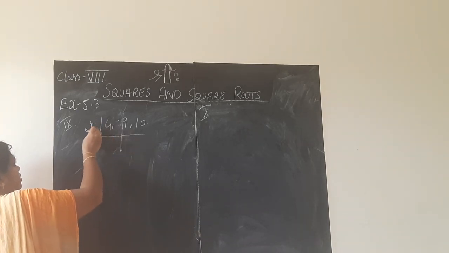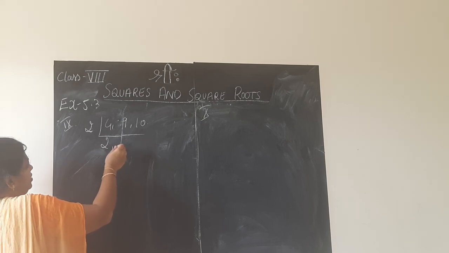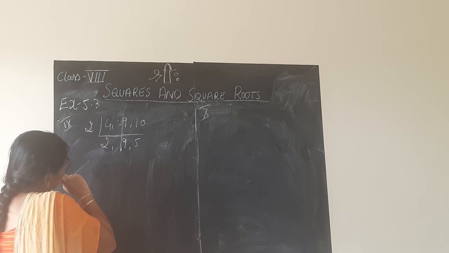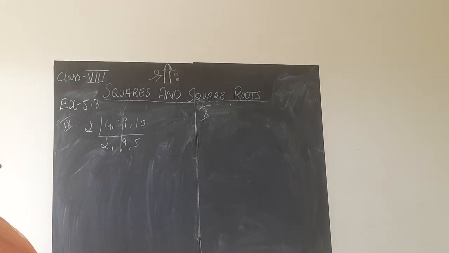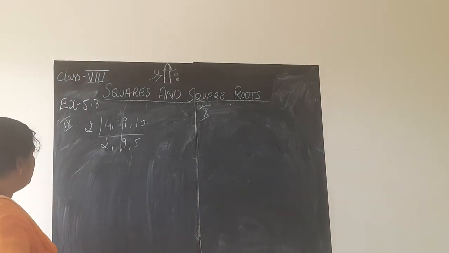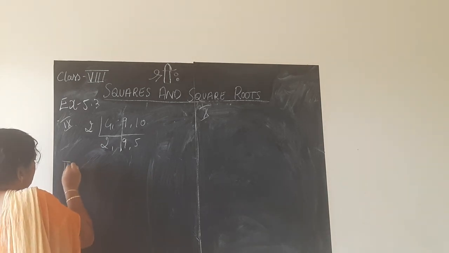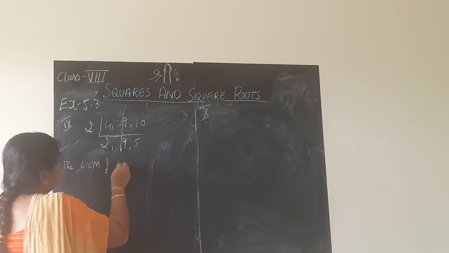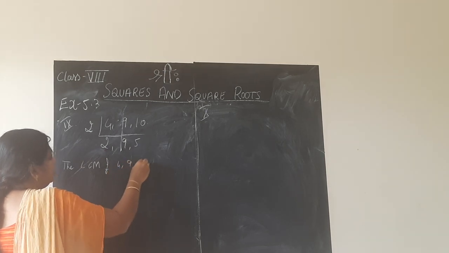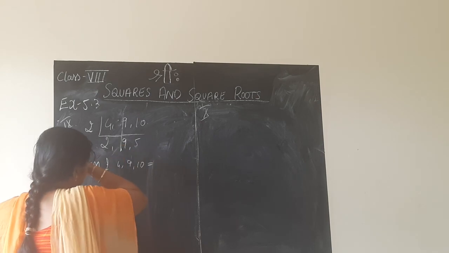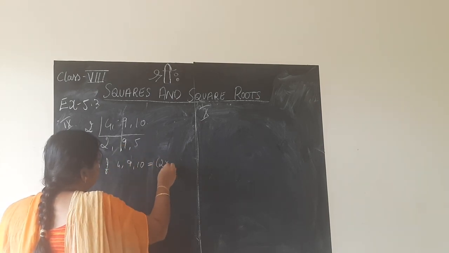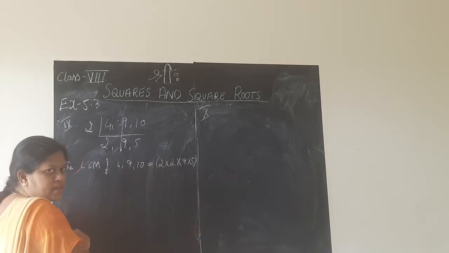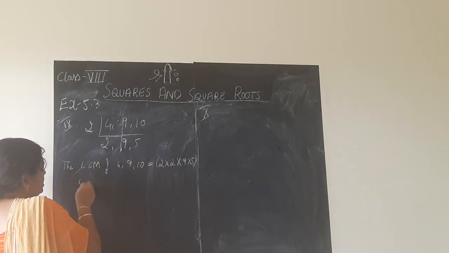So I will start with 2. 2 2s are 4, and 9 I will write as it is. 2 5s are 10. Further, can you go? Of course, the 3 table you can go, but instead, what we will do is, after doing that, we will write the LCM of 4, 9, 10 is equal to, we shall multiply and write like 2 into 2 into 9 into 5. Okay?